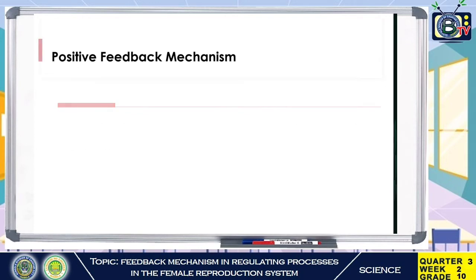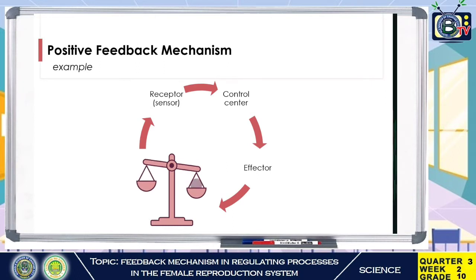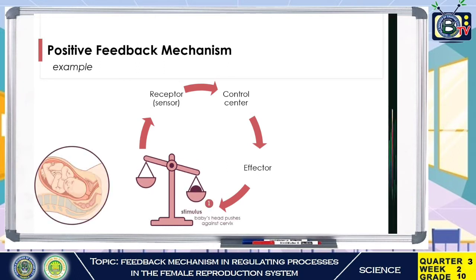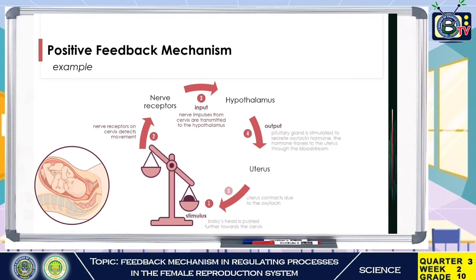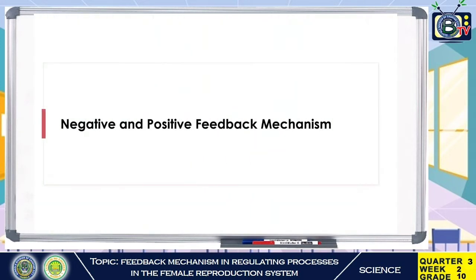Positive feedback mechanism, however, is a mechanism that responds to the deviation by making the deviation greater. It works to increase the accumulation of a product. However, this is a rare regulatory mechanism. This time, we are going to discuss positive and negative feedbacks in regulating the processes in the female reproductive system.